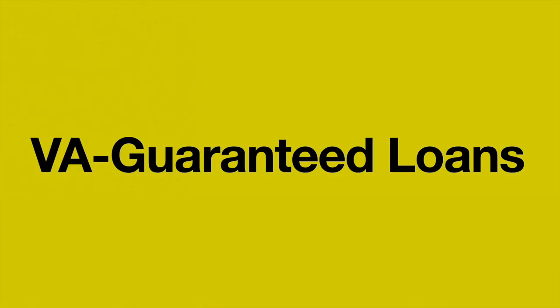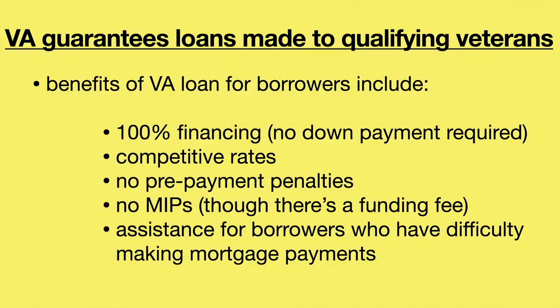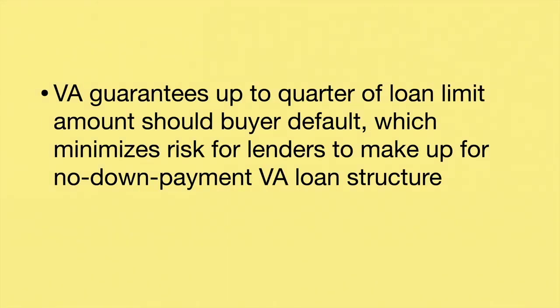VA guaranteed loans. The VA guarantees loans made to qualifying veterans. Benefits of a VA loan for borrowers include 100% financing, meaning no down payment required, competitive rates, no prepayment penalties, no mortgage insurance premiums, though there is a funding fee, and assistance for borrowers who have difficulty making their mortgage payments. The VA guarantees up to a quarter of the loan limit amount should the buyer default. This minimizes risk for lenders to make up for the no down payment VA loan structure.